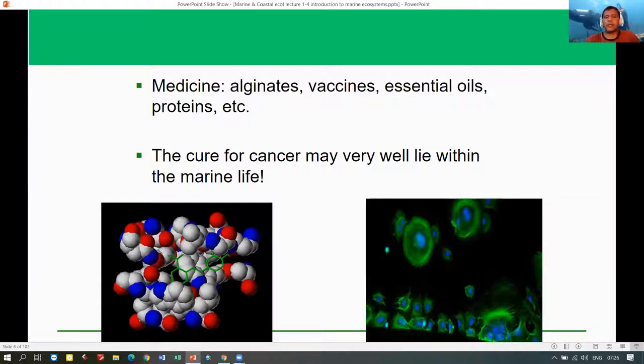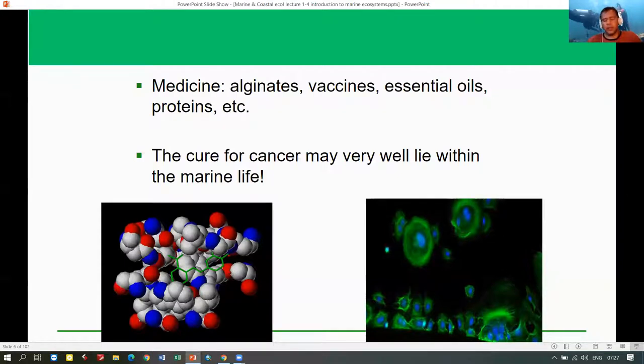Even some vaccines and some oils, proteins, can be extracted from the marine environment, right? Nowadays, even from the algae, you can produce some oil, as you can see. So even biodiesel, sometimes you can produce from the marine algae. So there are many things that you can extract from the marine environment as well, right?